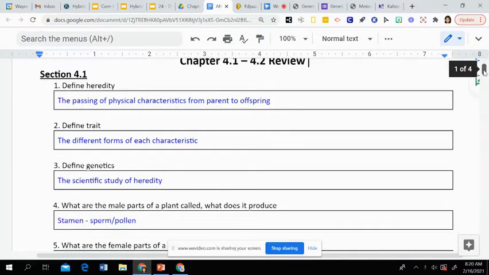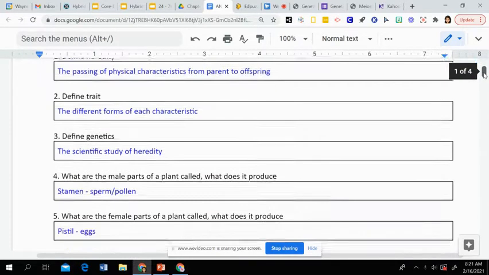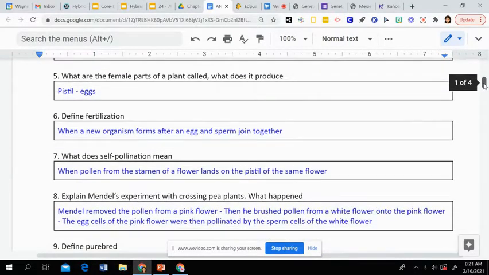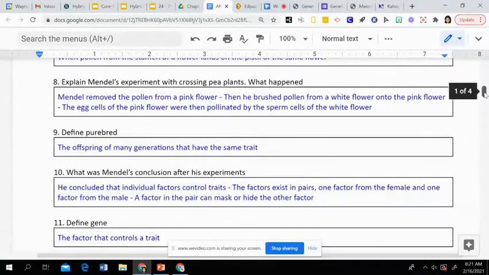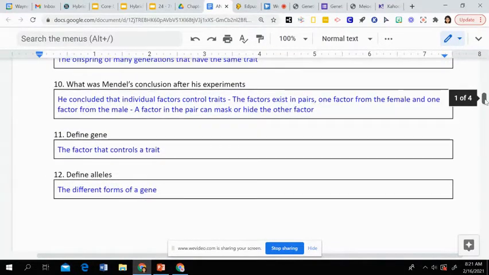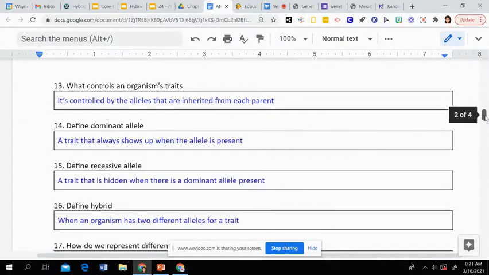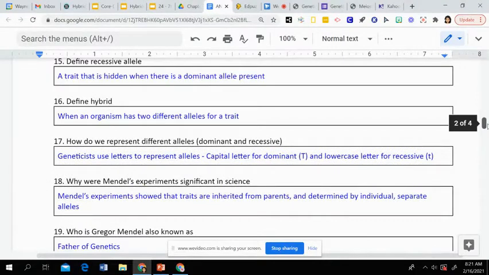Again, defining a bunch of traits, heredity, genetics, identifying the parts of a plant, what fertilization is, getting into how Mendel crossed the different plants, defining purebred, what was Mendel's conclusions, defining a gene, defining alleles, understanding what controls the organism's traits, differences between the dominant allele and recessive allele, what a hybrid is, specifically how do we represent the different alleles.